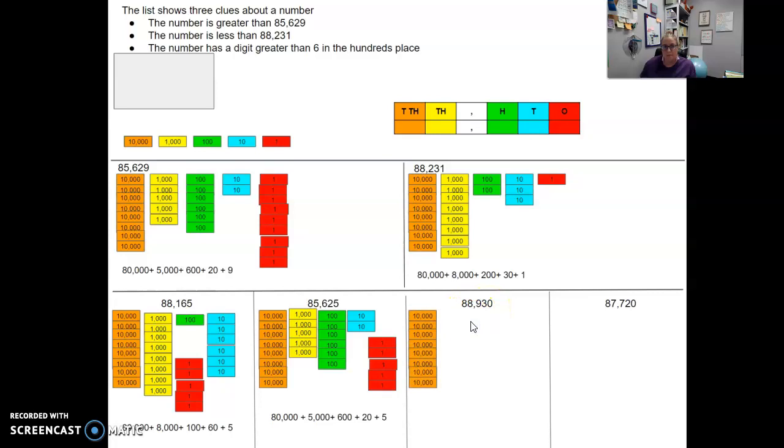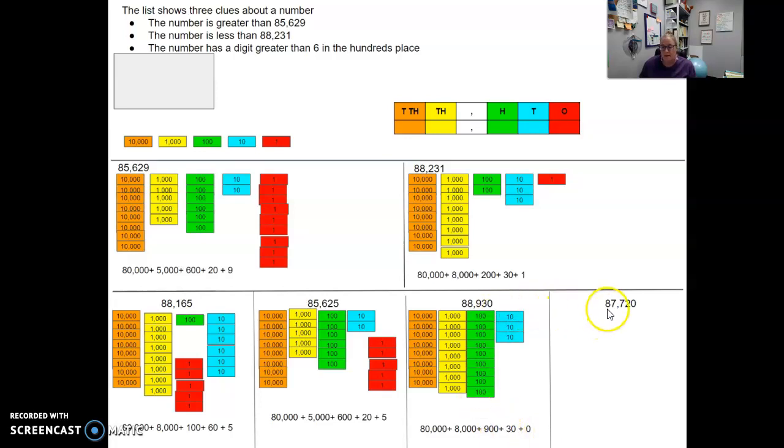Moving to my next one, I have 88,930. I have 8 groups of 10,000s, 8 groups of thousands, 9 groups of hundreds, 3 groups of 10s, and I don't have any 1s, so I'm going to leave it blank. If I write that in expanded form, it would be 80,000 plus 8,000 plus 900 plus 30 plus 0. Now, I don't have to necessarily put the plus 0. I could just stop at plus 30, and that would also be okay.